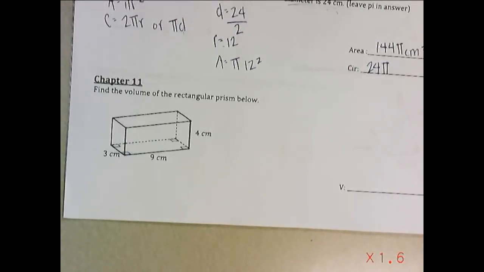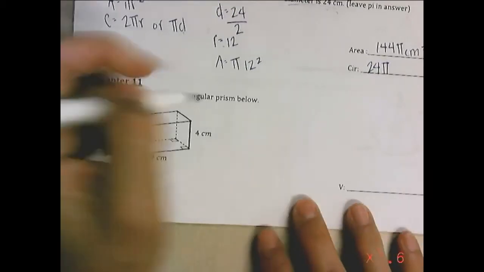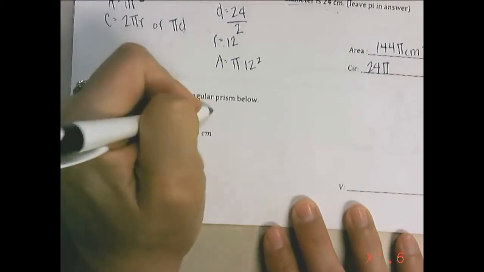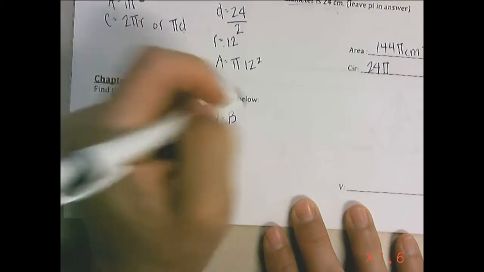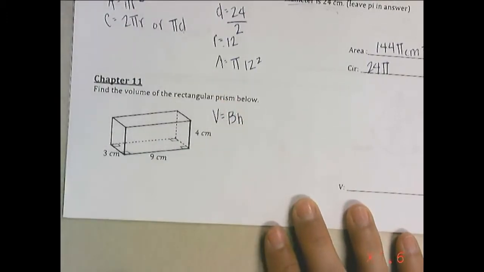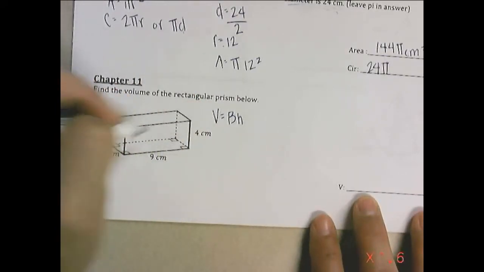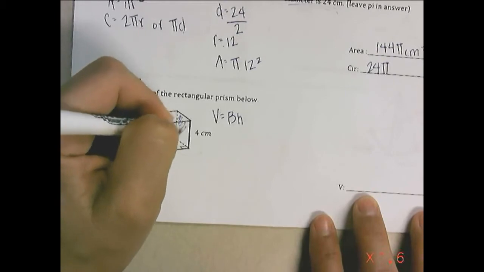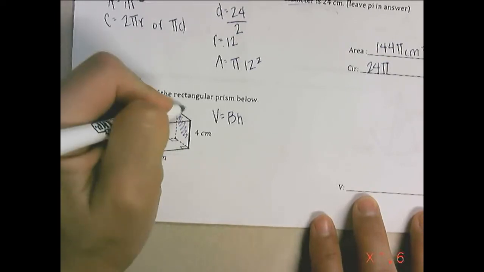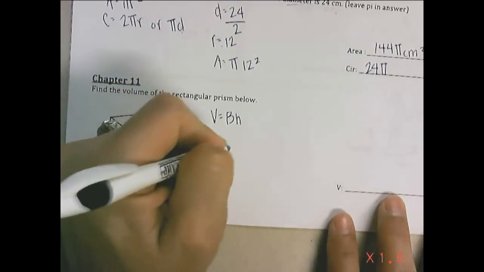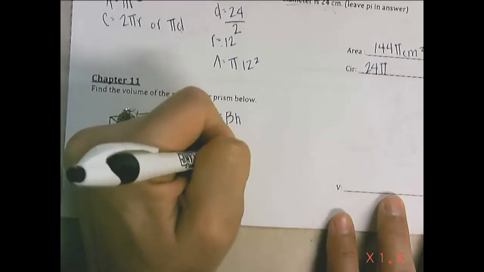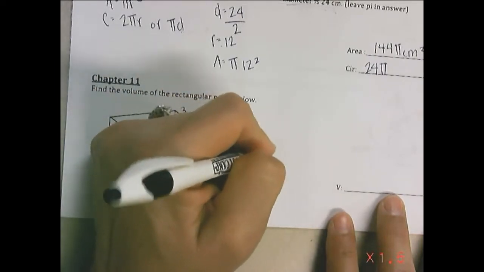So what we're going to do first is find the volume for this rectangular prism. Remember that volume equals the area of your base, big B, times your height. So in this case, I'm going to just say that my base is right here. Alright, so big B would be equal to 3 times 4, which would be 12.